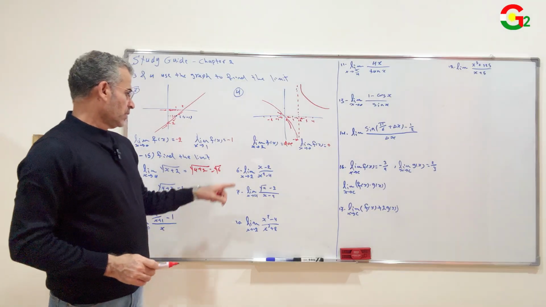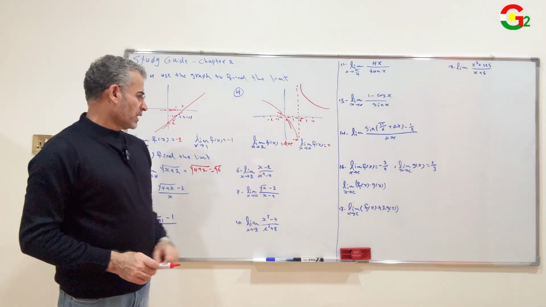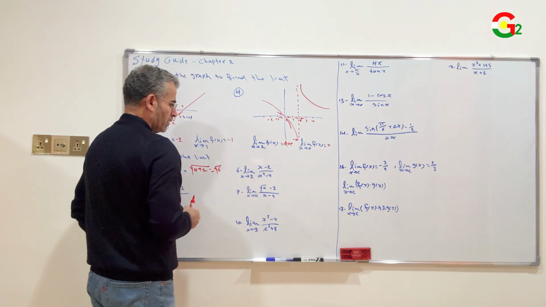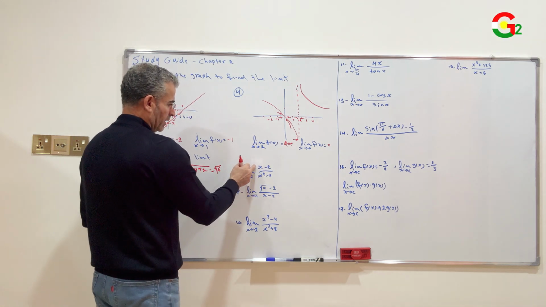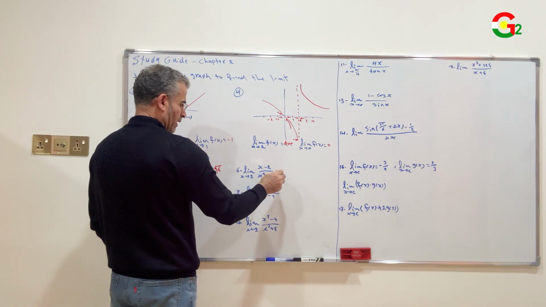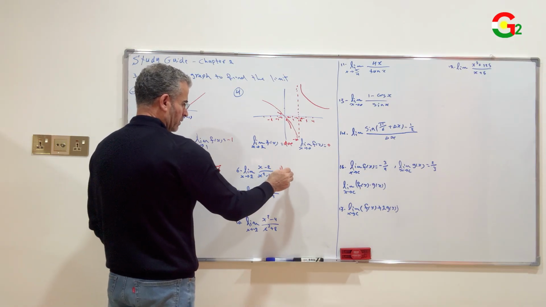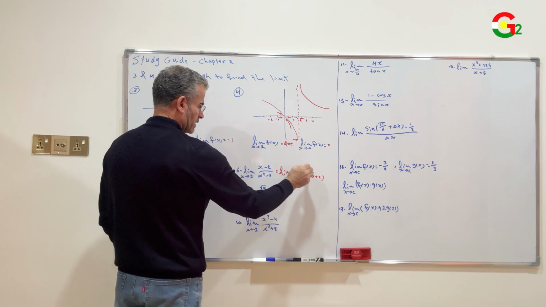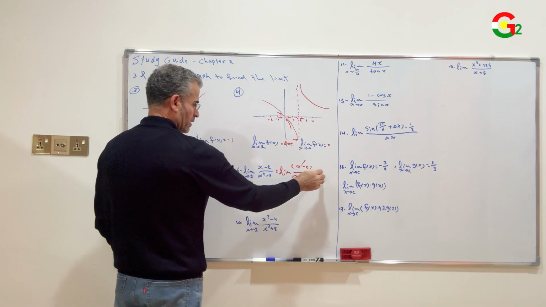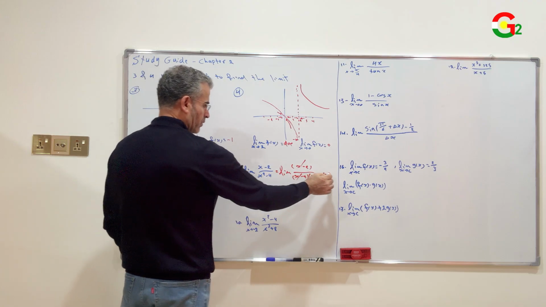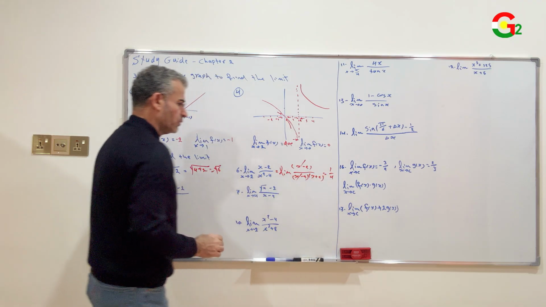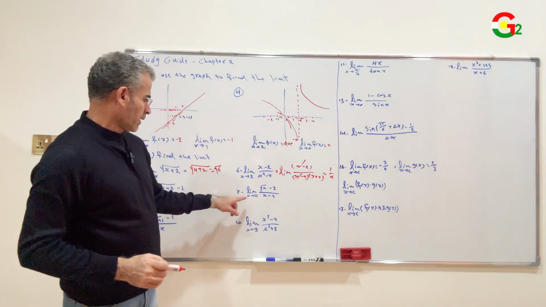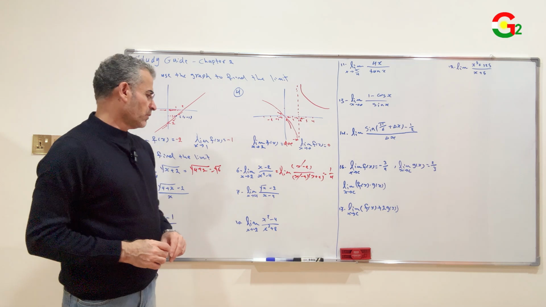Number 6, limit of x minus 2 over x squared minus 4. If we substitute directly, then we will get an undefined term. But we can analyze the denominator, difference of 2 squares, reduce x minus 2 with x minus 2, substitute every x with 2, 1 over 2 plus 2, 1 over 4. Question number 7, also 4 is not in the domain of this function.